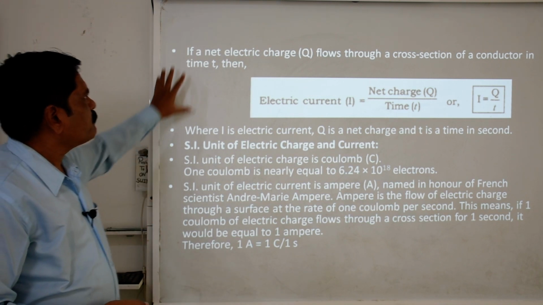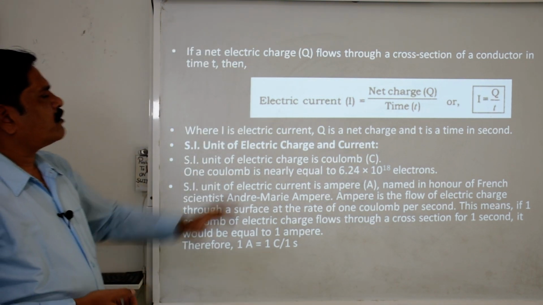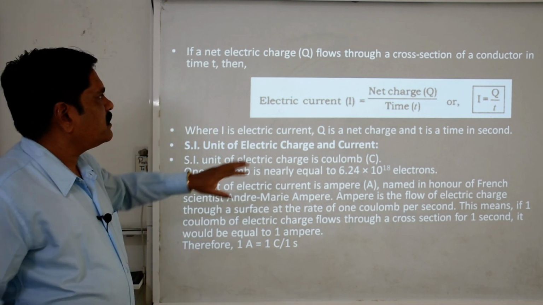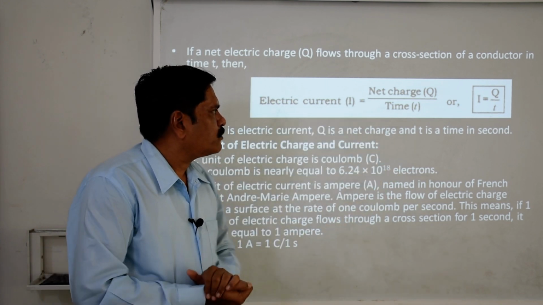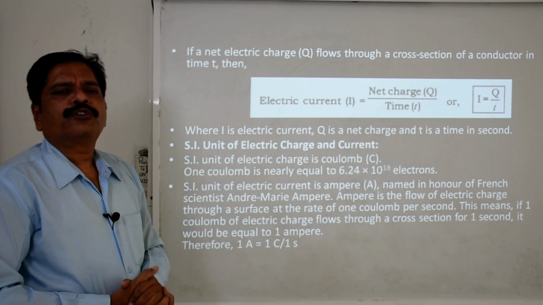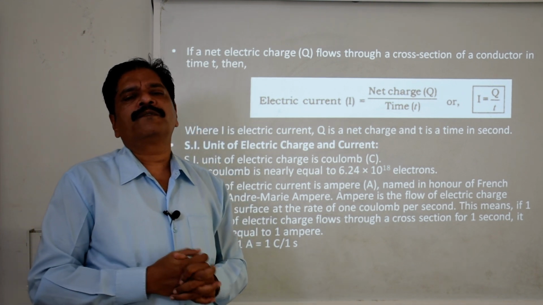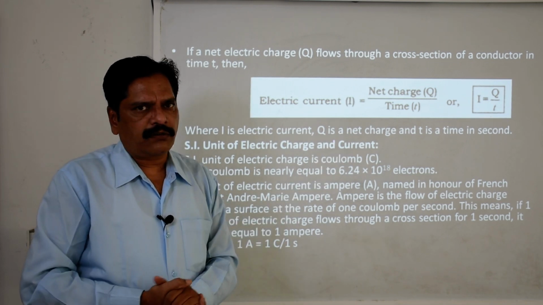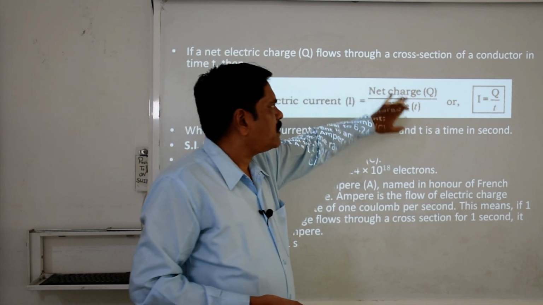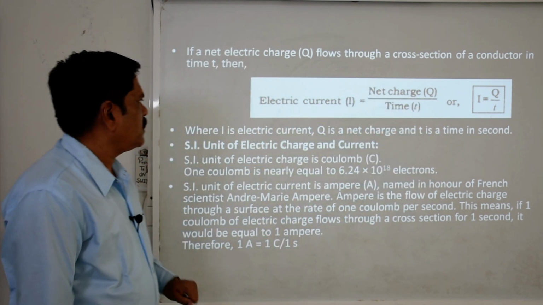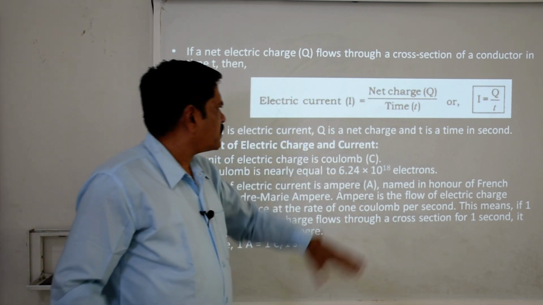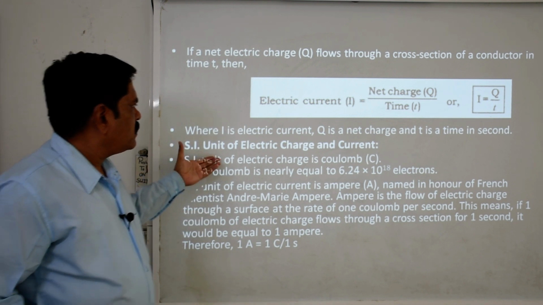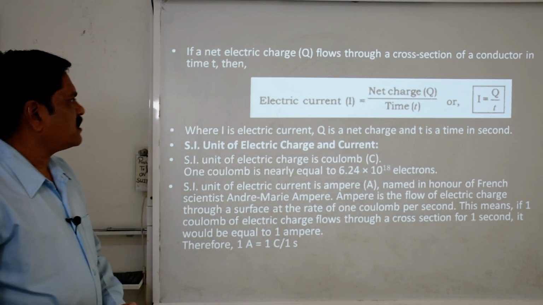Remember this one, okay. Now if a net electric charge Q flows through a cross section of a conductor in time t, then the electric current I is equal to Q upon t. What is this Q? Q is the net charge. If you want to find this Q, multiply the number of electrons with the electron charge, so you will get I = Ne upon t. t is the time in seconds here, clear. Where I is the electric current, Q is the net charge and t is the time in seconds, clear.